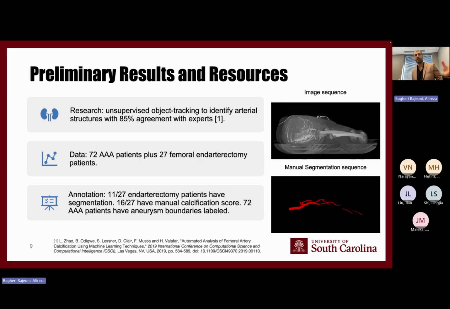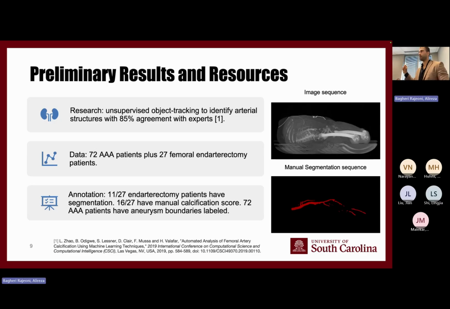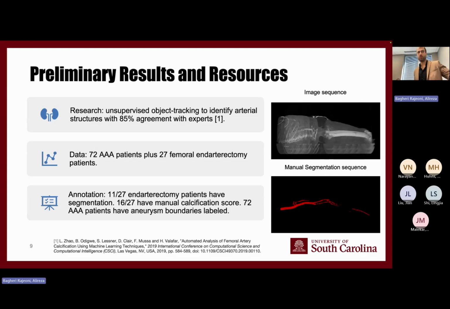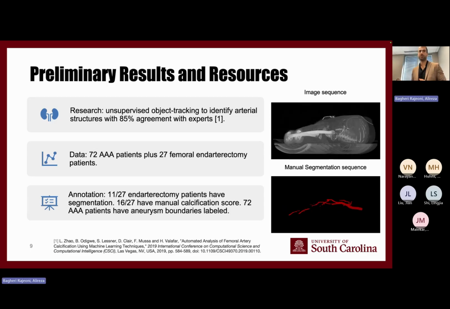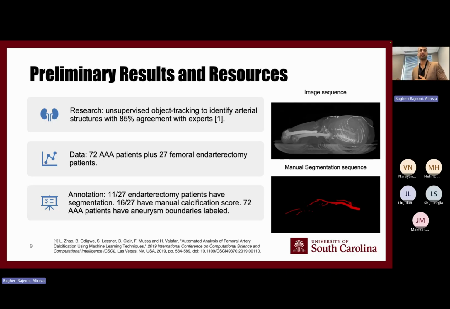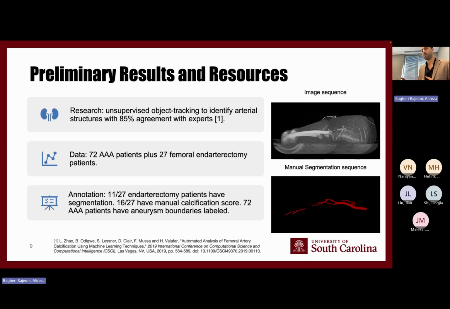And for annotation, 11 out of these 27 have pixel-wise annotation. We actually performed that. And then 16 out of 27 have a manual calcification score, one integer representing all the calcification happening in the vascular system. And 72 have annotation for the boundary of the aneurysm.